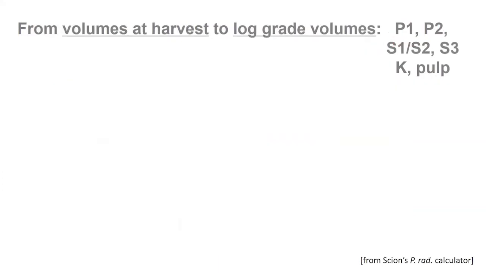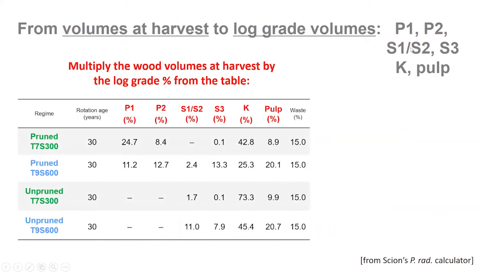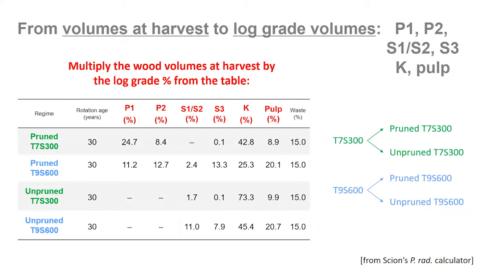Well, we go from volumes at harvest to log grade volumes, considering these 6 different grades here, by multiplying the wood volumes at harvest by the log grade percentage from this table here. And because we can play with these different percentages, we can actually go from 2 regimes to 4 regimes, having each of our original regimes under pruned and unpruned versions, okay?